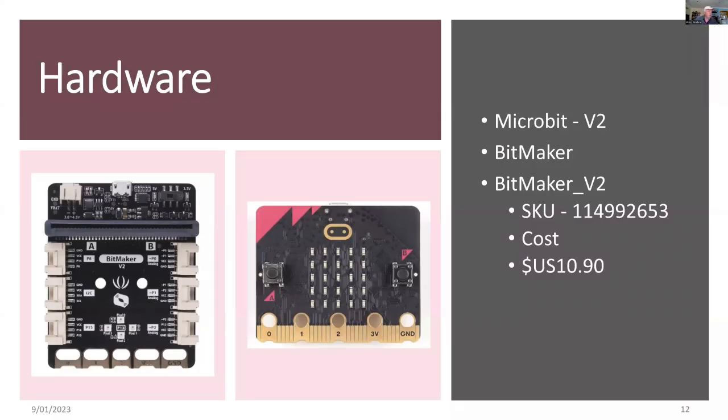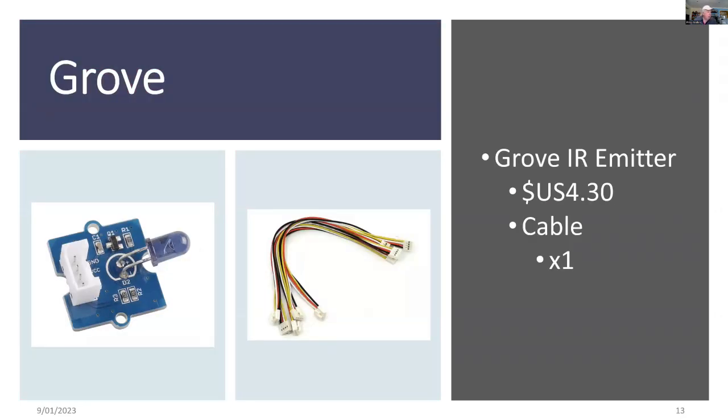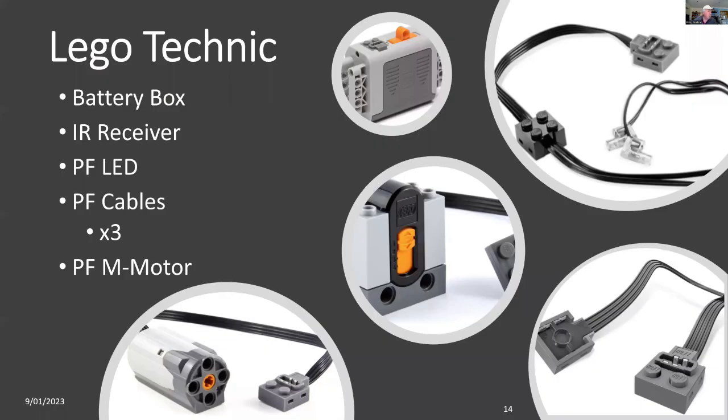So for hardware, I'm using version 2 of micro:bit, although it would still work on version 1. I'm using the Seeed Studio BitMaker, and this is the version 2. And you can see both of those on the diagram. I'm going to add to the BitMaker a Grove IR Emitter, and this is where I get my signals to control the Lego motors. And on the Lego Technic side, I'm going to use a battery box, an IR receiver, a Power Functions LED, three cables, and a Power Functions M or medium motor.